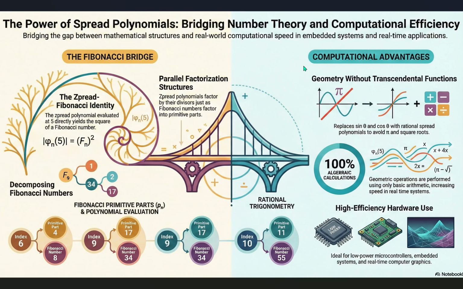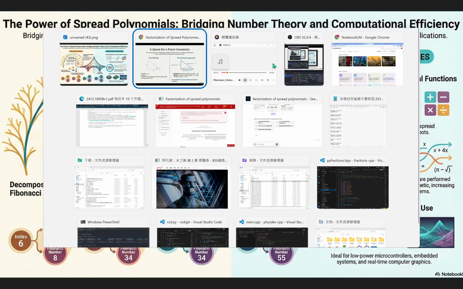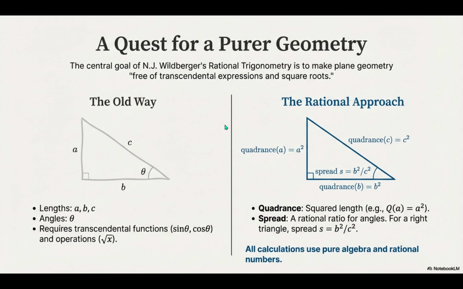I was wondering that. I mean, I thought geometry was sines, cosines, and square roots. So why did Weilberger want to make geometry rational? It's all about computational purity. The main goal of rational trigonometry is to make plane geometry completely free of transcendental expressions and square roots. Okay, so numbers like pi or the square root of 2. Right. They're irrational. You can never write them down completely, which means any calculation is always an approximation.